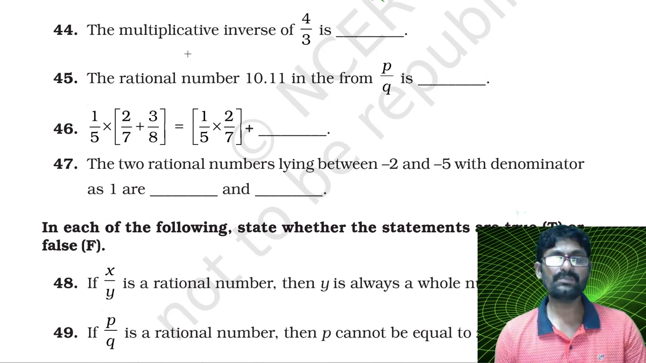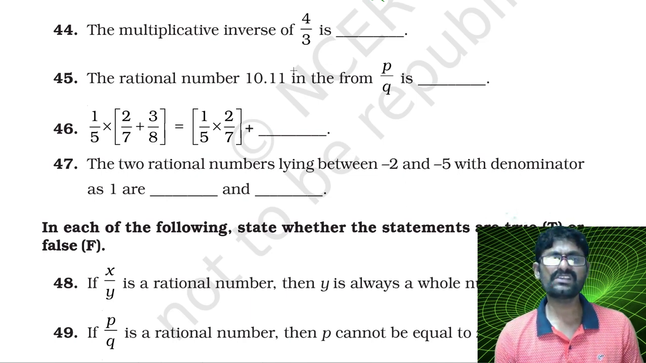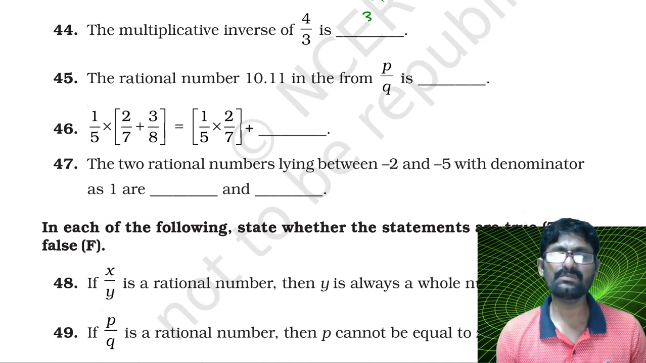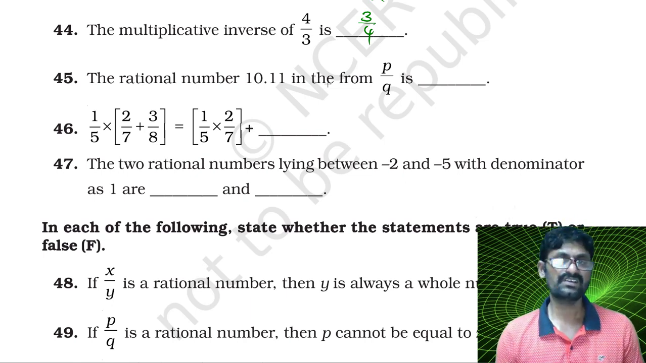44th one. The multiplicative inverse of 4 by 3. Multiplicative inverse and reciprocal both are the same. So for 4 by 3, the multiplicative inverse is 3 by 4. Simply switch numerator and denominator. That's it. Next one, 45th one.